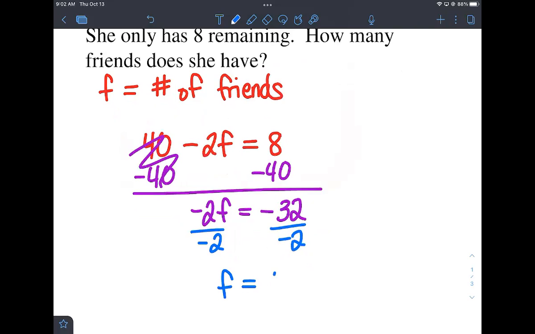Tyler? 16. And what's F stand for? 16 friends. It's a good number. It's a healthy amount. Not everybody's going to be your friend. Not every acquaintance or every classmate is a friend.